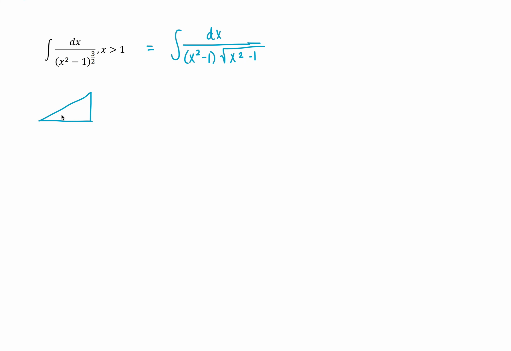So like the previous example, we're going to have that square root of x squared minus 1 on the vertical leg. Our hypotenuse is x, and then the other leg is 1. This makes things a little bit easier for us. So just like I did before, secant theta is going to be the hypotenuse over the adjacent side, so x over 1, which is just x. So knowing that x equals secant theta, I know that dx, the derivative of x, is secant theta tangent theta d theta.